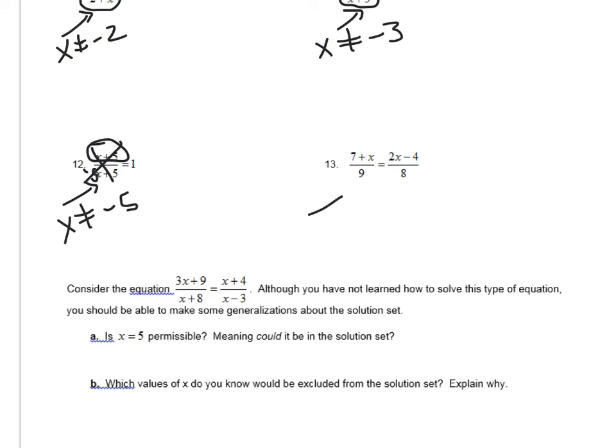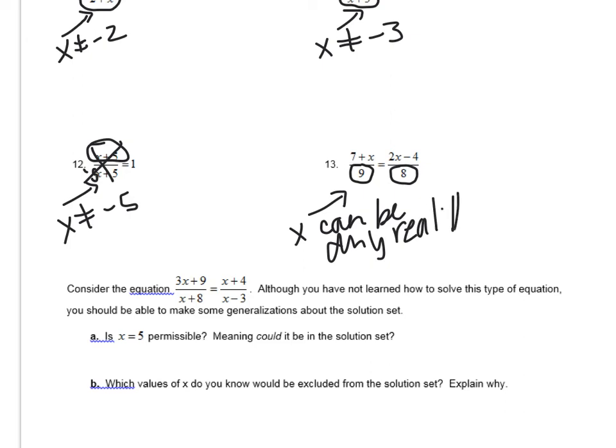And for this one, notice you have a constant in the bottom on the left side, you have a constant in the bottom on the right side. So x can be any real number, because the x's in this equation are in the top, and the top doesn't make a fraction undefined. So remember, when there's constants in the bottom of a fraction, you don't have to worry about any restrictions.